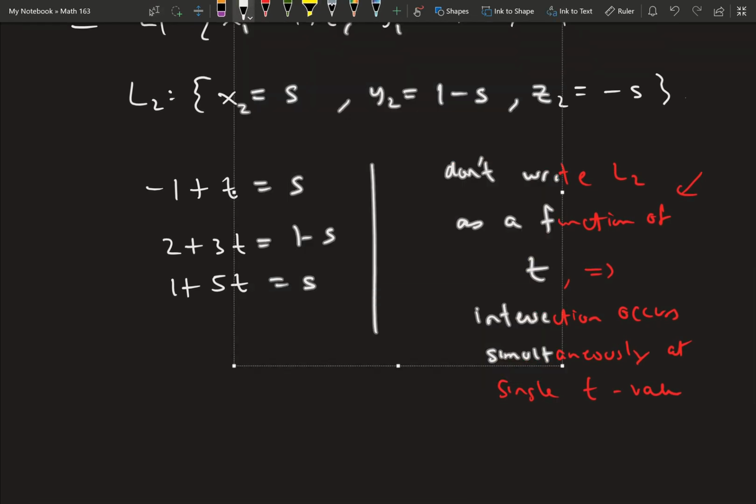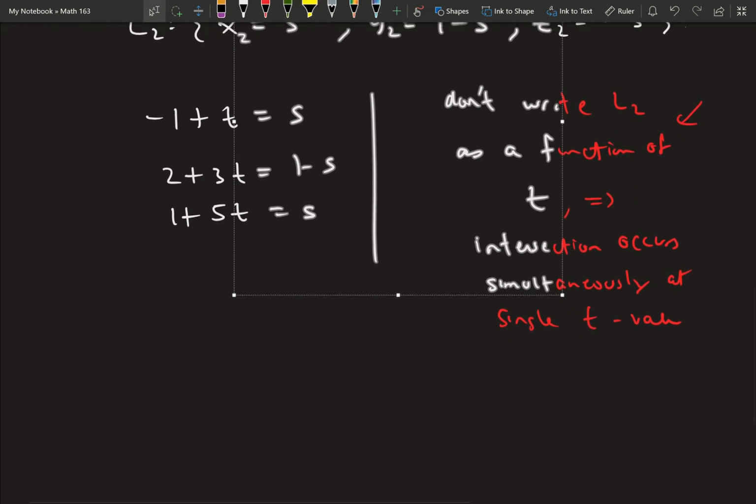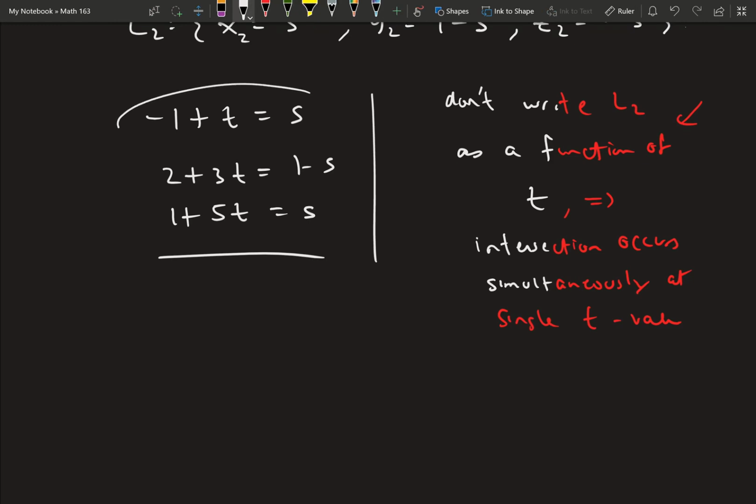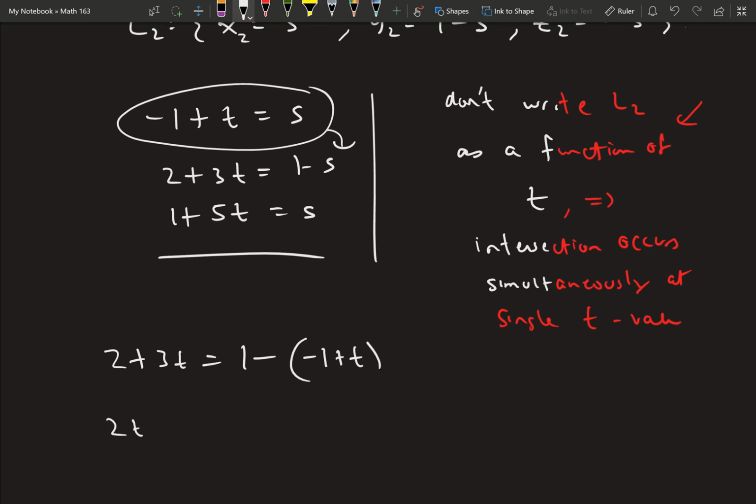So let's go ahead and find that intersection. Let's solve equation 1 for s, well, we've pretty much solved it for s. Let's just plug that into the next one. So 2 plus 3t is equal to 1 minus, and from equation 1, we get negative 1 plus t. So you have 2 plus 3t is equal to 2 minus t. The 2's cancel, and we get 4t is equal to 0, so hence t is 0.